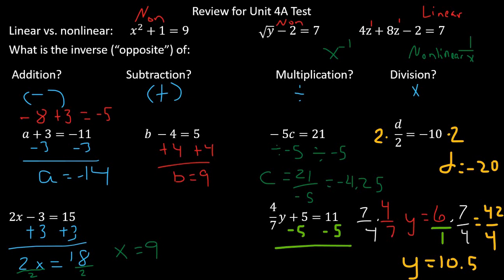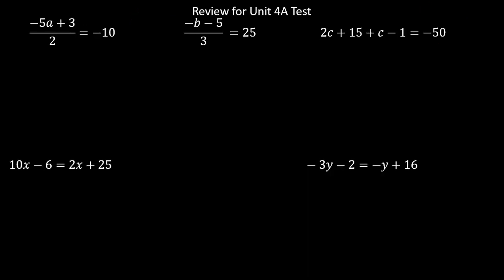So we got all these equations that we need to solve. So starting with the top left one, we want to multiply both sides by this fraction here by 2. Get rid of the denominator. So we're going to multiply both sides by 2. And that just crosses out the 2 there. So it's really going to be negative 5a plus 3 equals negative 20. And now it's a two-step linear equation.